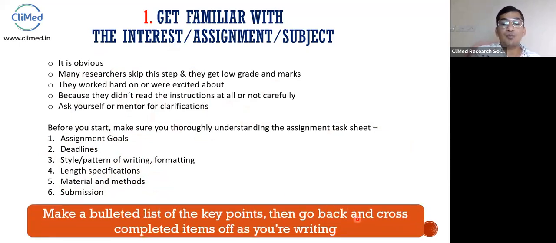So make a bulleted list of the key points, then go back and cross-check as you are writing. Cross-check all the items again and again. Suppose you are done with the feasibility check, check it off. You are done with the literature search, check it off. You are done with the outline, check it off. You are done with the first draft, check it off. And go back and check what's remaining in the checklist. So make a checklist and then follow the checklist. You will definitely do it perfectly.